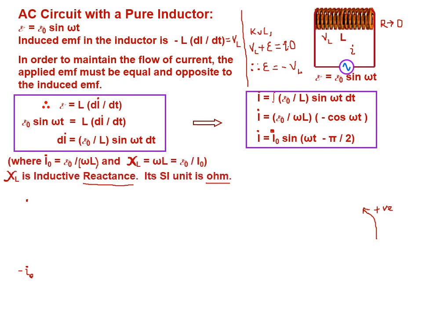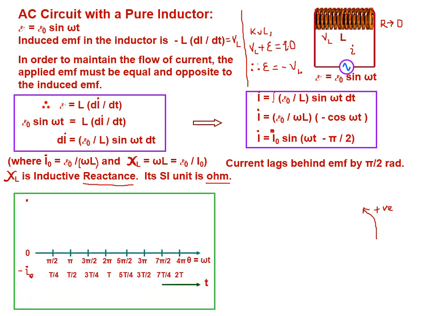Here we have taken XL equal to omega L, that is known as inductive reactance. It is the opposition offered by an inductor to an AC. Current lags behind the EMF by pi by 2 radian. So what you find here, the graph is somewhat like this. Here voltage would be leading the current by pi by 2 or T by 4.